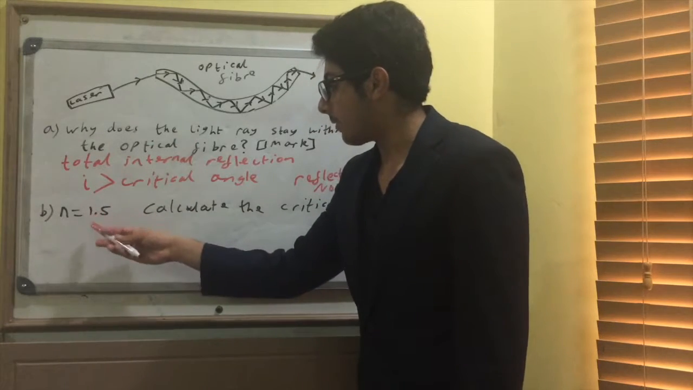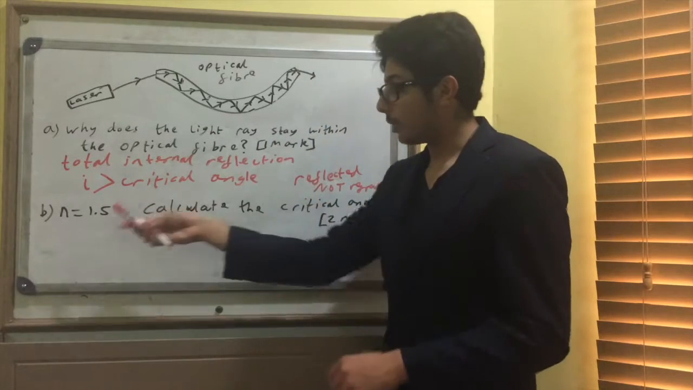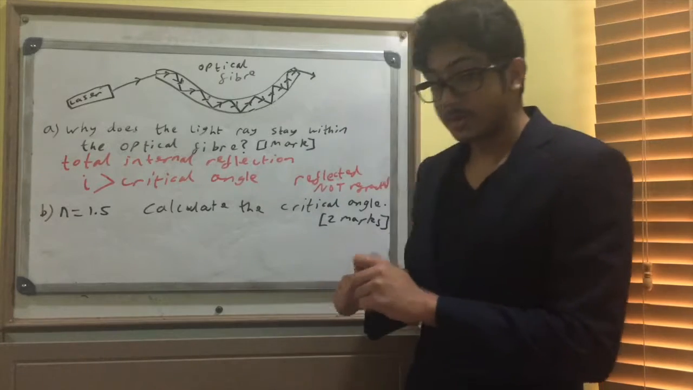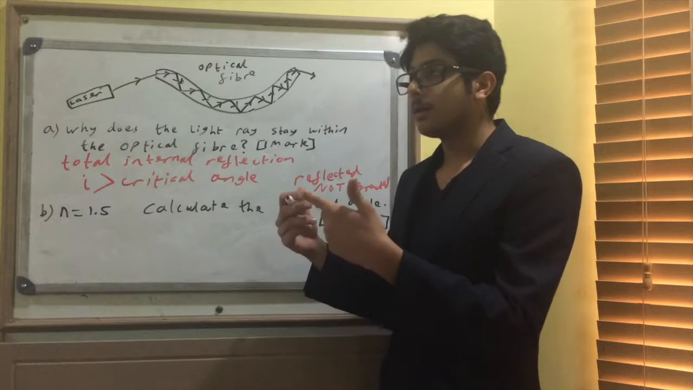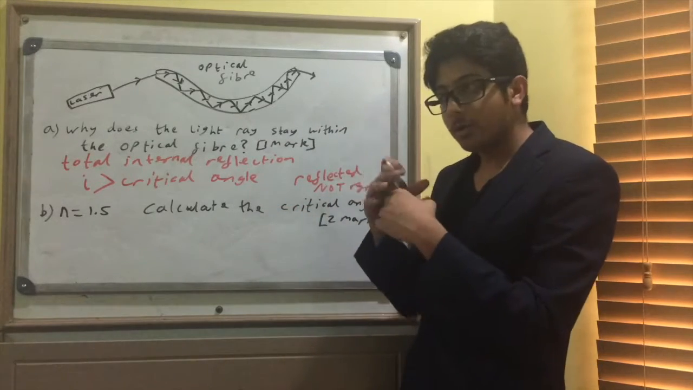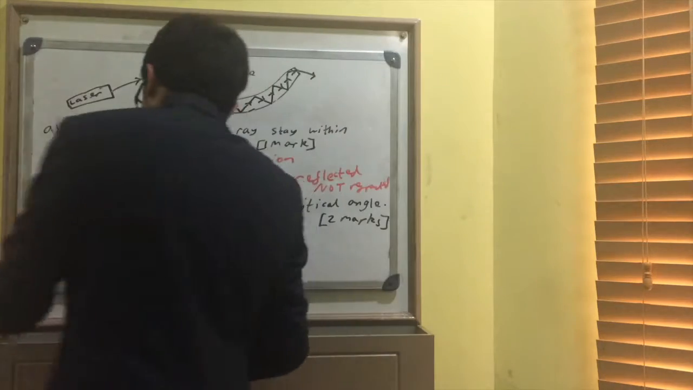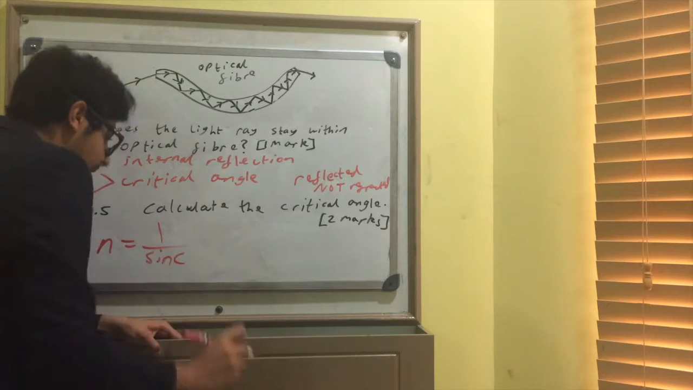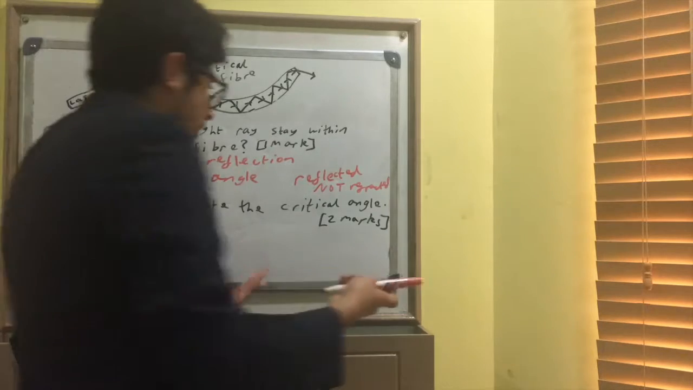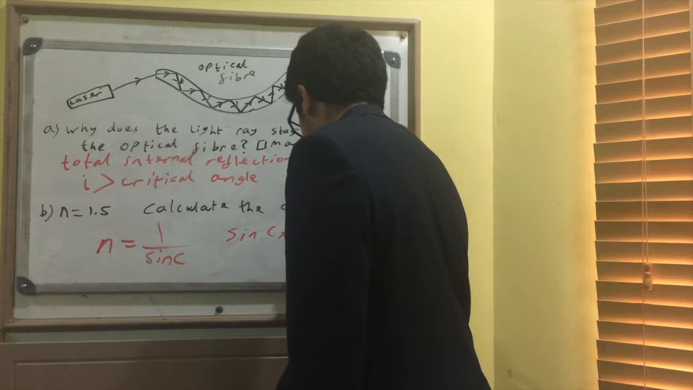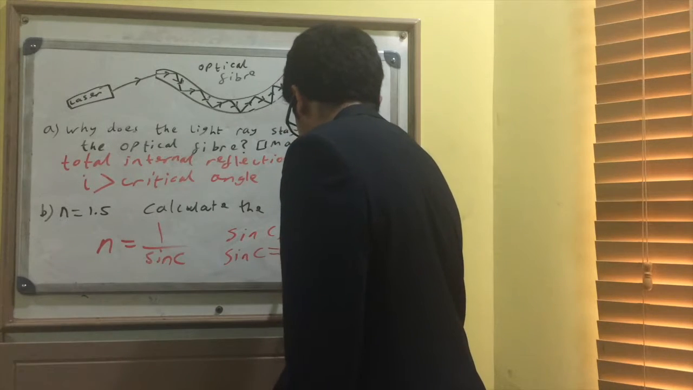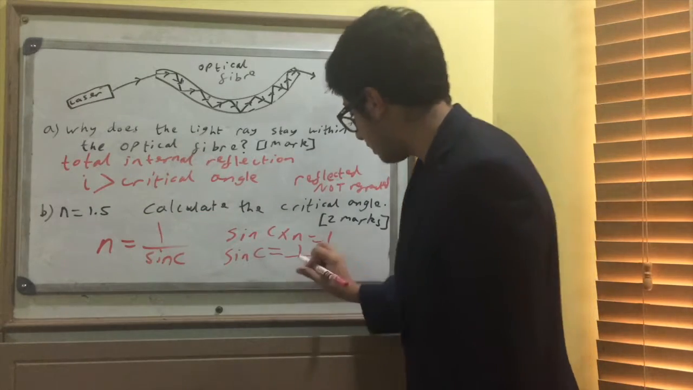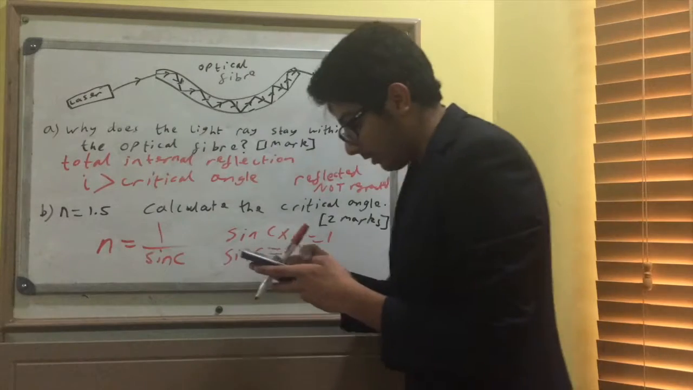Now, it says that the refractive index of the material used to make the optic fiber is 1.5. And it wants us to calculate the critical angle of this material. It's 2 marks. Well, it also says use the correct equation from the physics equation sheet. So, as I said, you will be given an equation sheet with all the useful equations that you're going to need in the exam. And the equation to find out the refractive index using critical angle is 1 over sine of the critical angle. Well, you don't want the refractive index, you want the critical angle. So, rearrange it. So then the sine of the critical angle is going to be 1 over the refractive index, which is 1.5. So use your calculator. What is 1 over 1.5?